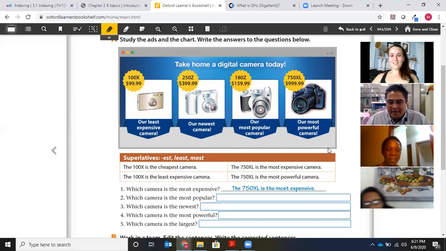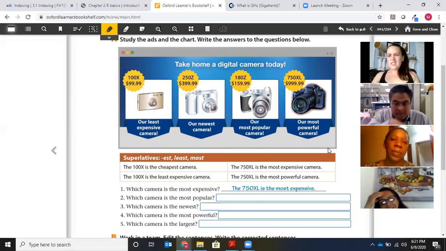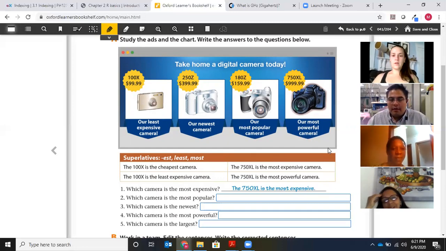I don't know how to read that. You can just say 750. 750 XL. Good. $999.99. Perfect. Our most powerful camera. Right, our most powerful camera. Okay. So we have our least expensive, we have our newest, our most popular, and our most powerful.